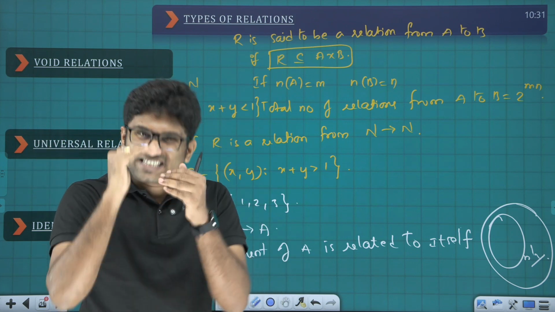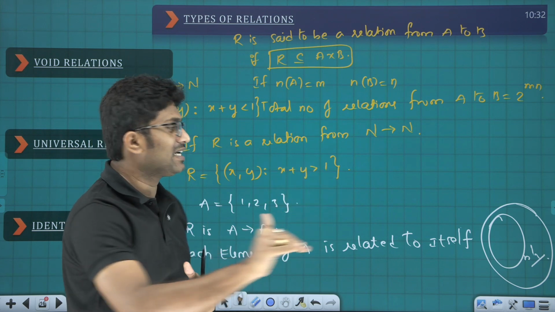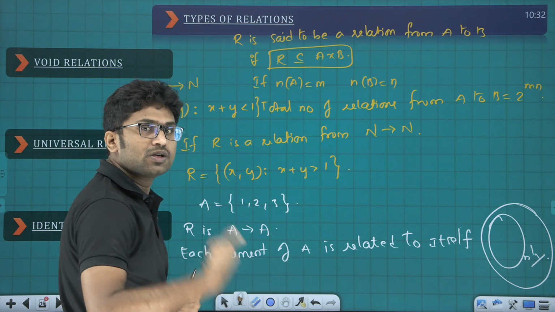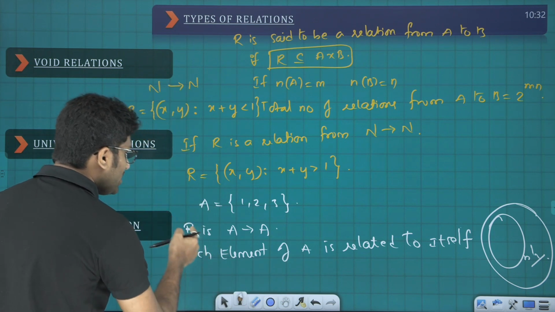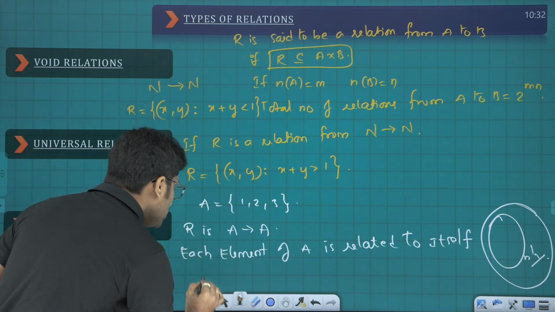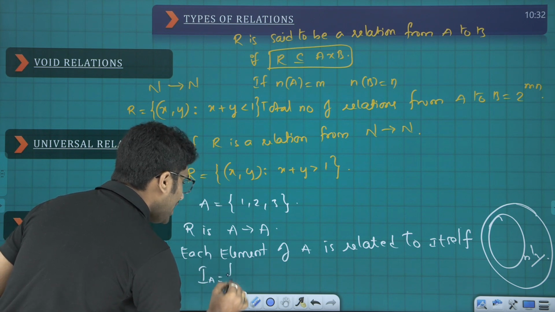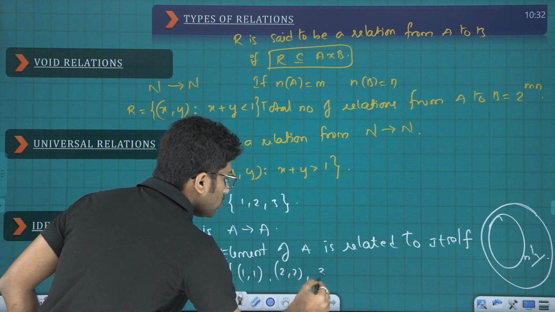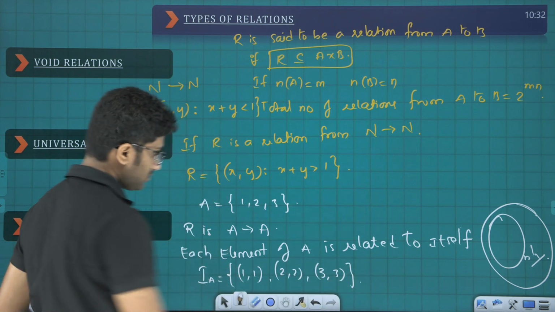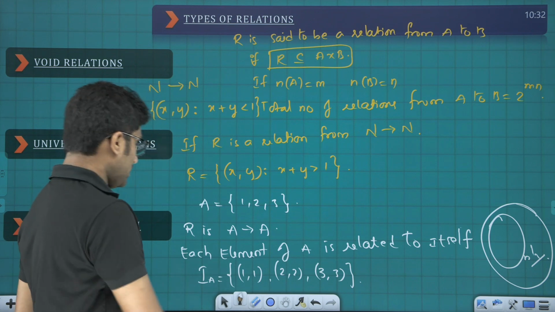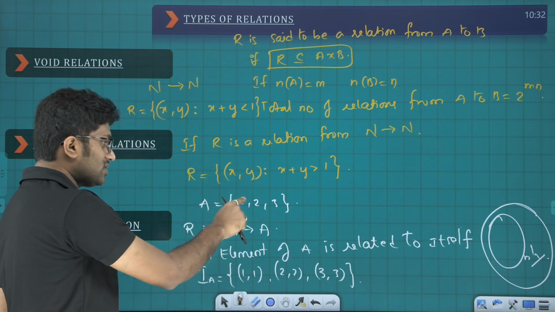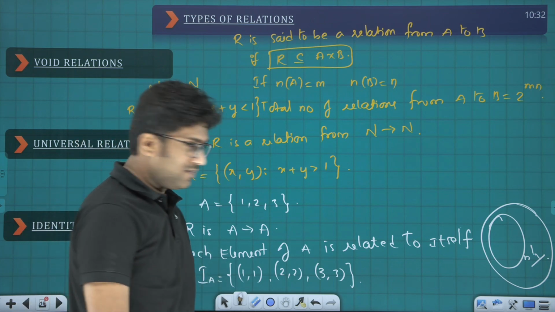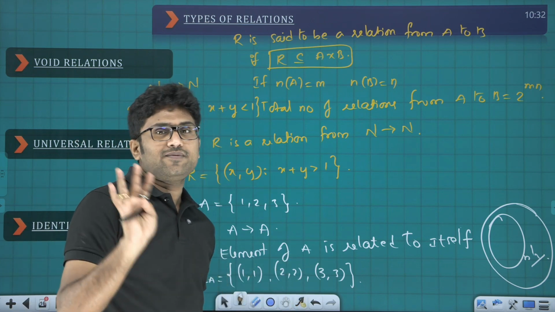What we are saying, we are restricting to each element of A is related to itself only. That means 1 should relate to only 1, 2 should relate to only 2, 3 should relate to only 3. So identity relation on A is denoted as IA, friends. And IA consists of exactly 3 ordered pairs: (1, 1), (2, 2), (3, 3). If n(A) is 3, then there will be only 3 elements in the identity relation only. Okay? Each element of A is related to itself only.